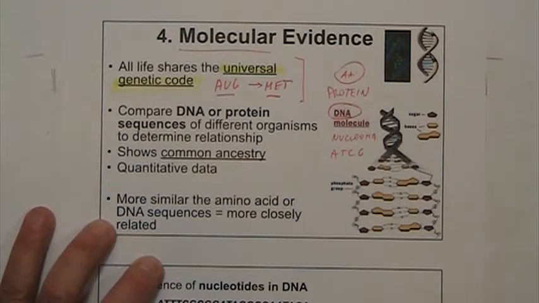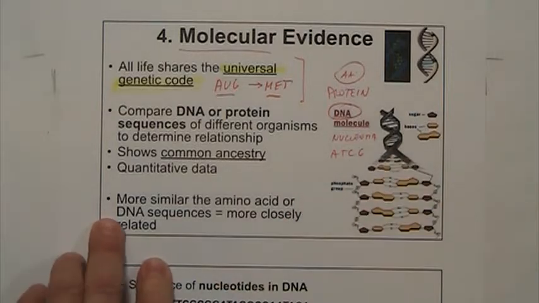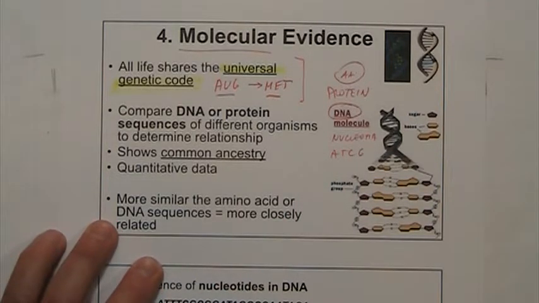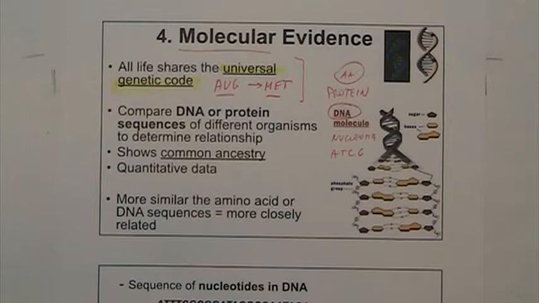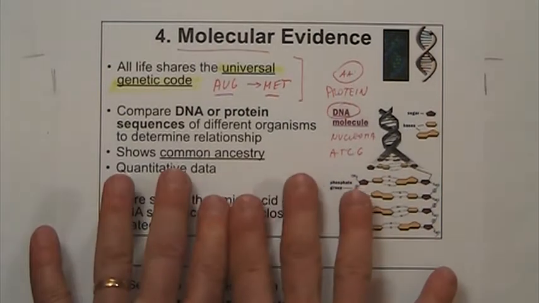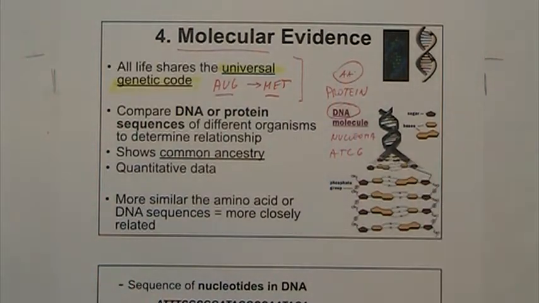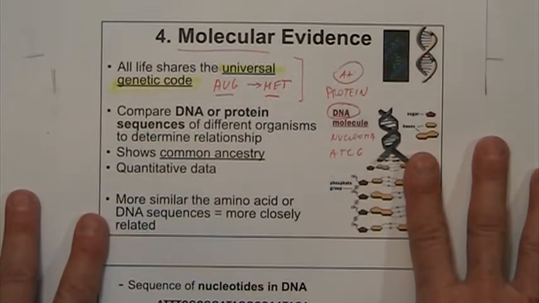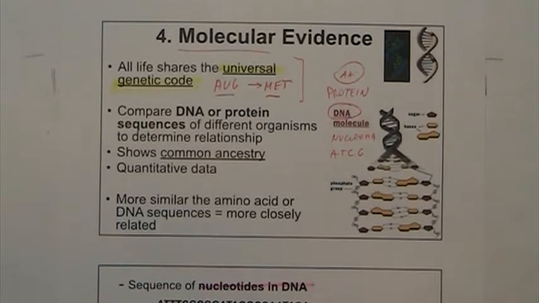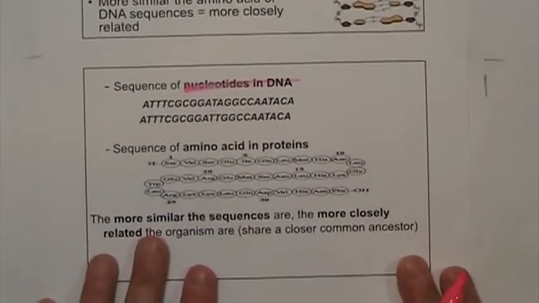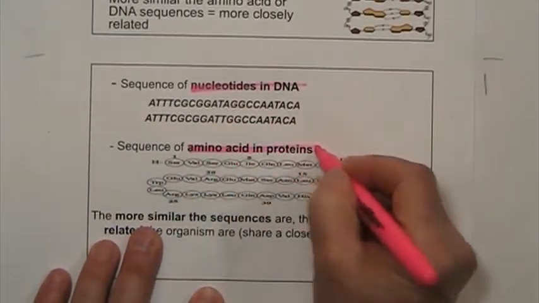Now, what do we learn by comparing the sequences? And you will have an activity in class to do this. If you have similar sequences of amino acids or DNA, that means that you are more closely related. If you have more differences between two organisms, that means that you are more distantly related. And I'll explain that shortly. So we are going to use the sequence of nucleotides in the DNA, or the sequence of amino acids in proteins.